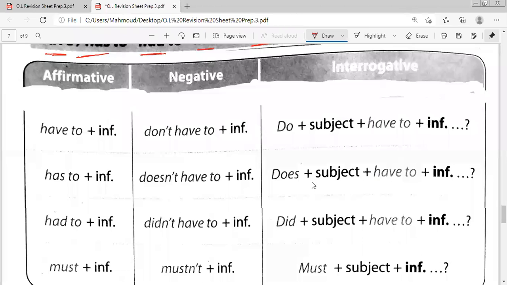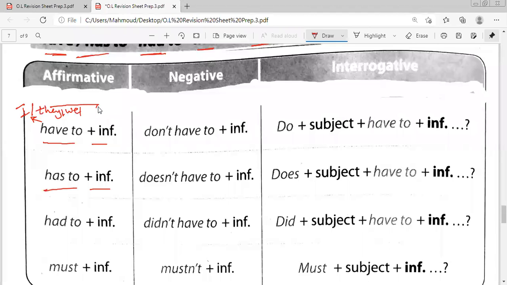If you look at this table, you'll find that in the affirmative, you can use have to plus infinitive, or has to plus infinitive. Pay attention, because have to, you can use it with I, they, we, you, and the plural. But has to, you can use it with he, or she, or it, or the singular. And we can use both of them, have to or has to, in the present.